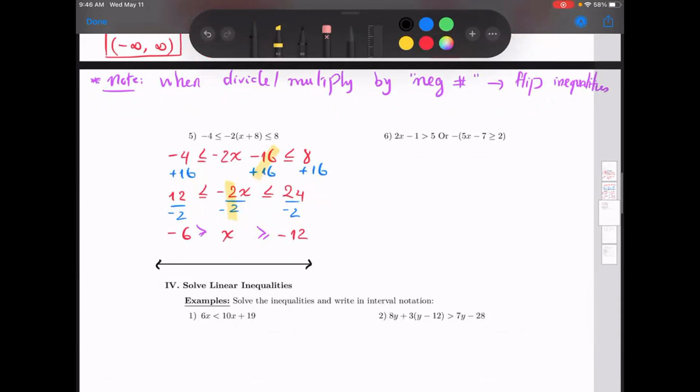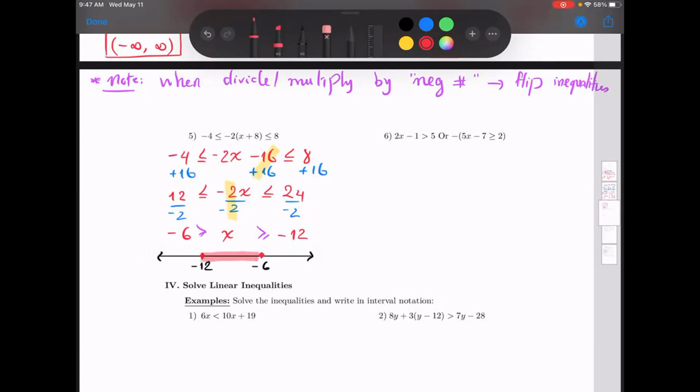-12 comes first. Be careful. -12 is smaller than -6. And then solid dots at both points. Again, if it's being sandwiched between, what's the solution? When you see the sandwich thing, what's your solution? It's in the middle, right? Sandwich in the middle, right? So x is between -12 and -6.